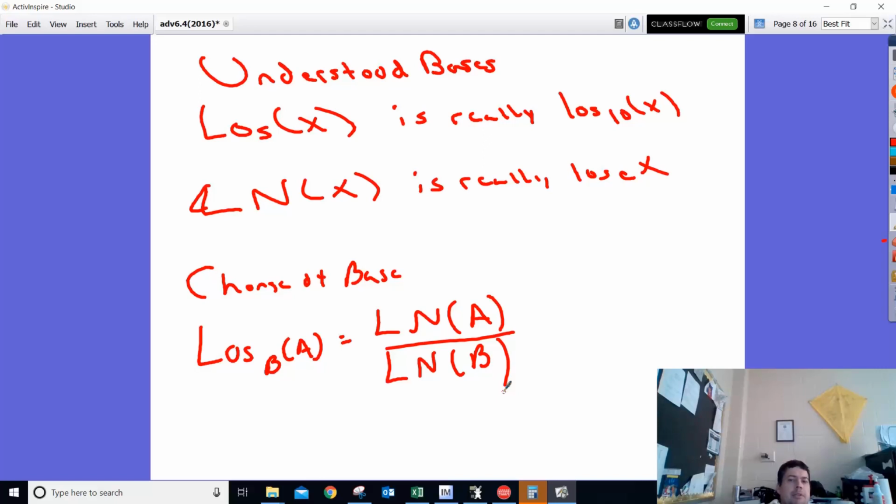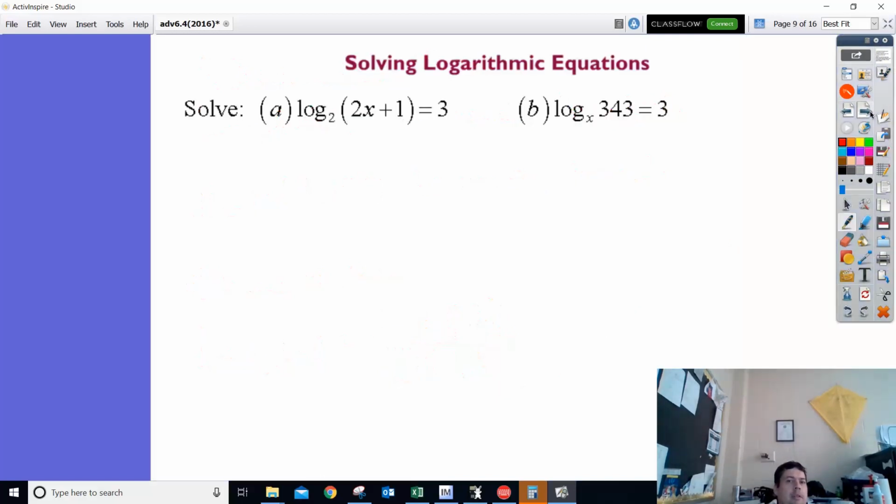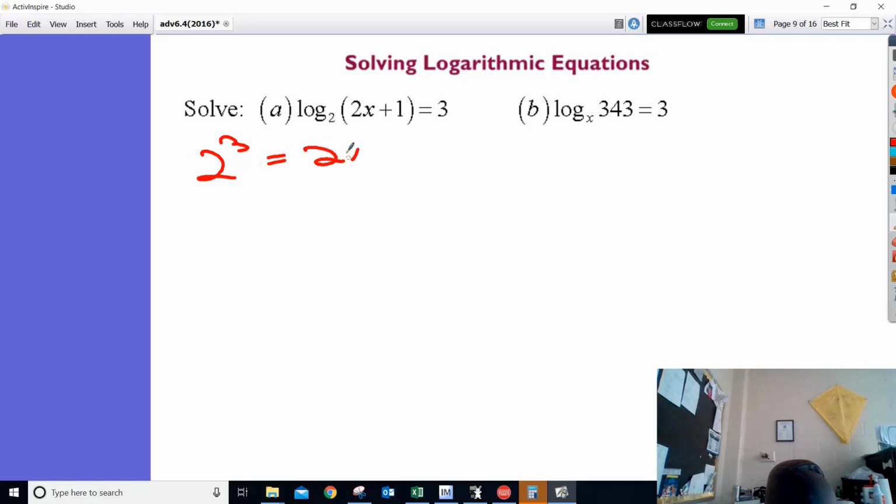And now I think we're in position to actually figure some stuff out. What's up next in your notes should be a section about solving logarithmic equations. Now, example A is going to be ridiculously easy. That is a logarithmic equation. What can you convert it to? An exponential equation. 2 to what power? 2 cubed must equal 2x plus 1.